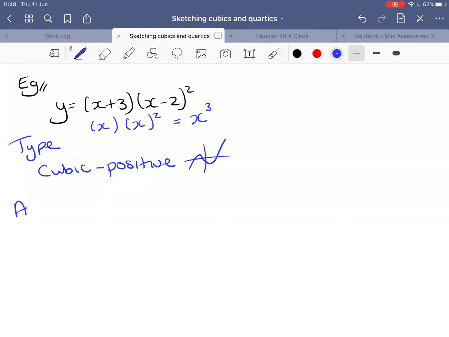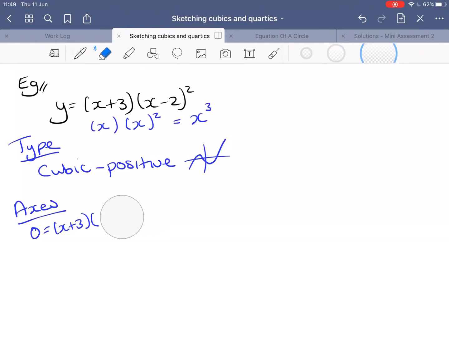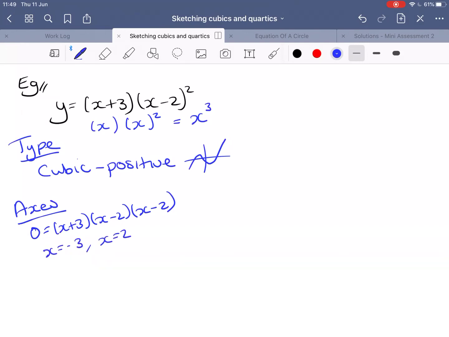I can do the axes again, just the same, because the first two things that we do are the same. So on the x-axis, y equals 0. So I'll go 0 equals x plus 3, x minus 2 squared. Now, what does that x minus 2 squared mean? Well, it just means x minus 2 times x minus 2. So I'm going to write it like that now. So either x is -3, x is 2, or x is 2.